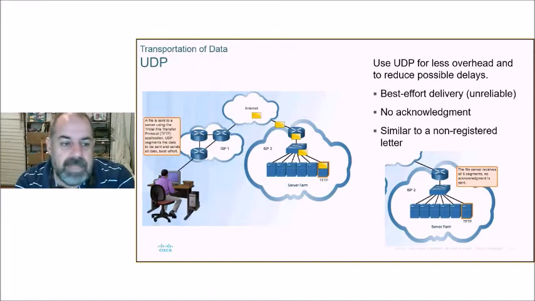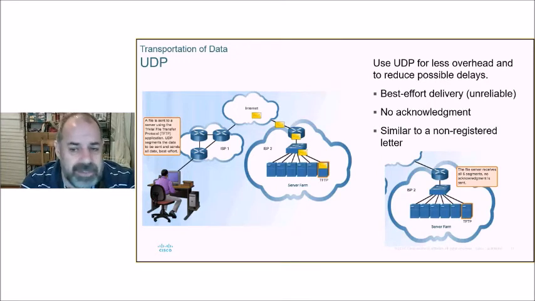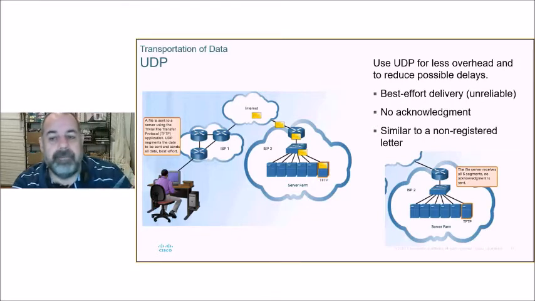Now UDP, as I said, is the quick and dirty version. They call it best effort, which is the term we use for IP as well, isn't it? There's no acknowledgement, similar to a non-registered letter. So basically you send it and you hope for the best. Typically UDP segments are either very small, so that if you lose one or two, it won't be a major problem, or they're just very small bits of data that if you do lose them, you wait a while and just try again. DNS and DHCP would be examples of that.